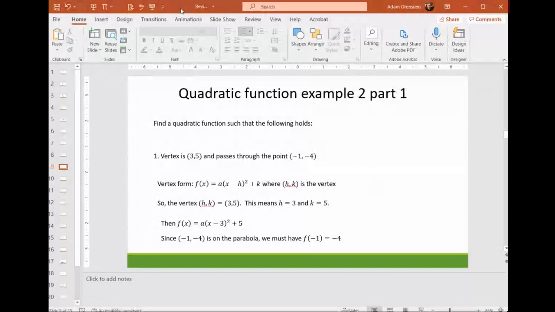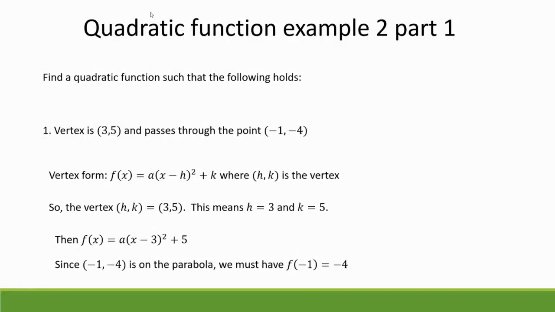For this one, we have another example. Now we want to find a quadratic function such that its vertex is (3, 5), and it passes through the point (-1, -4). So it passes through this point.